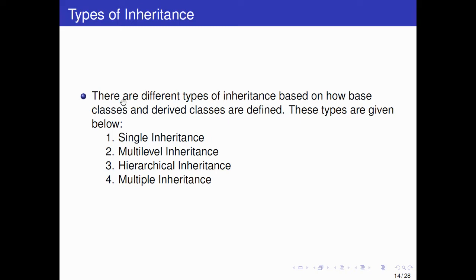Types of inheritance: there are different types of inheritance based on how base classes and derived classes are defined. These types are given below. The first one is single inheritance, then multilevel inheritance, hierarchical inheritance, and then multiple inheritance. These are the four types of inheritance.